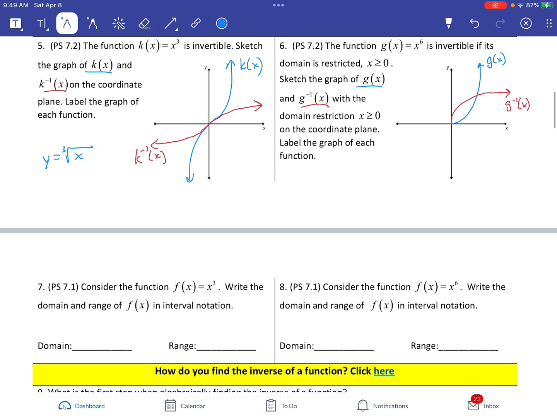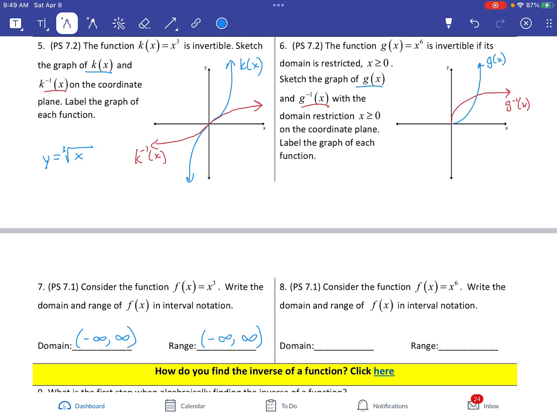Now for these, we're going to keep the graphs up there. Domain and range of x to the third. Well, x to the third is the blue graph above in question number 5. The domain, the x values that exist, are negative infinity to positive infinity. On the range, the y values that exist are the same, negative infinity to positive infinity.